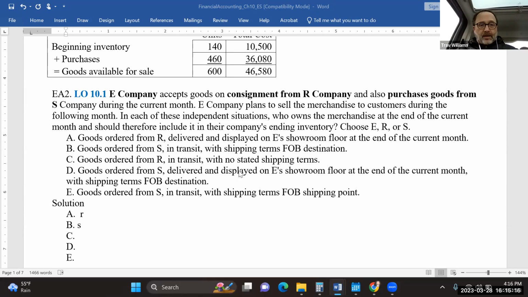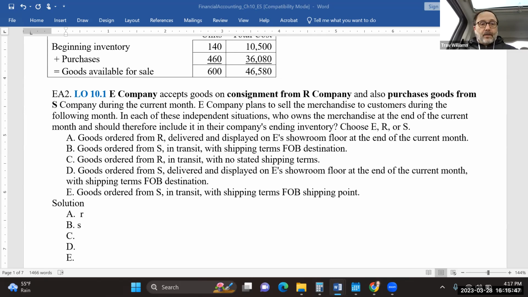Okay, next we have C, goods ordered from R in transit with no stated shipping terms. Well, really, it doesn't even matter that they're in transit in this case, because remember, when E orders from R, they don't take ownership of the property. So whether they've been delivered or not, they're R's property.